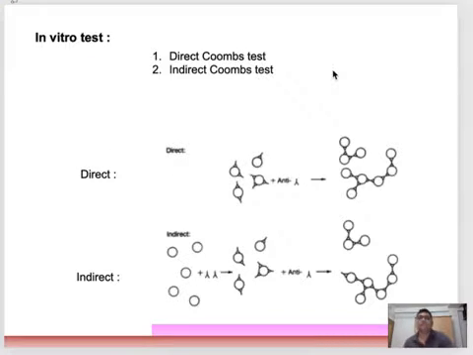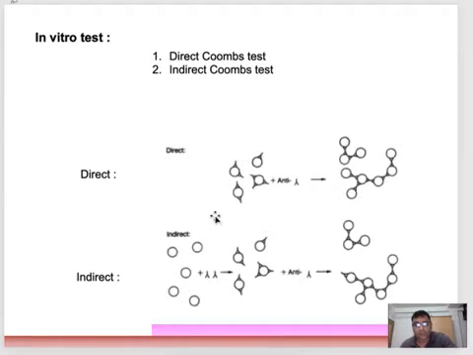So finally, the in vitro test. An in vitro test means we do it outside the body. There are two types: one is the direct Coombs test, another is the indirect Coombs test. Usually the direct Coombs test is used for a person in whom the cytotoxic or cytolytic reaction is already occurring. In the direct Coombs test, we collect the blood from that person who is already suffering from cytolytic reactions and use an antibody.